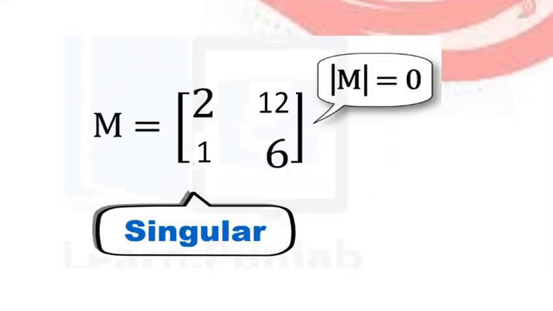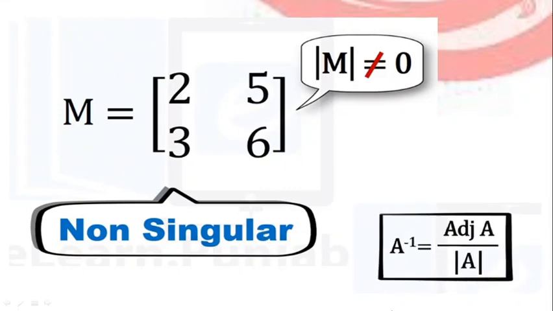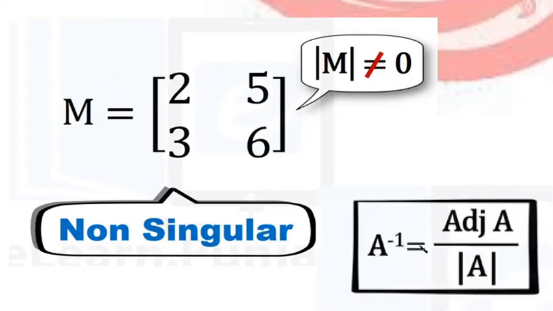What is a singular matrix? A singular matrix is when we calculate the determinant and we get it equal to 0. That's what we discussed in the last video as well. 6 into 2, 12 minus 12 equal to 0. So hence this is a singular matrix. What is a non-singular matrix? When we calculate the determinant, 6 into 2, 12 minus 3 into 5, 15. So we are not getting 0. So it means we can say M is a non-singular matrix. And what is the formula for inverse of a matrix? This is equal to adjoint A upon determinant A.